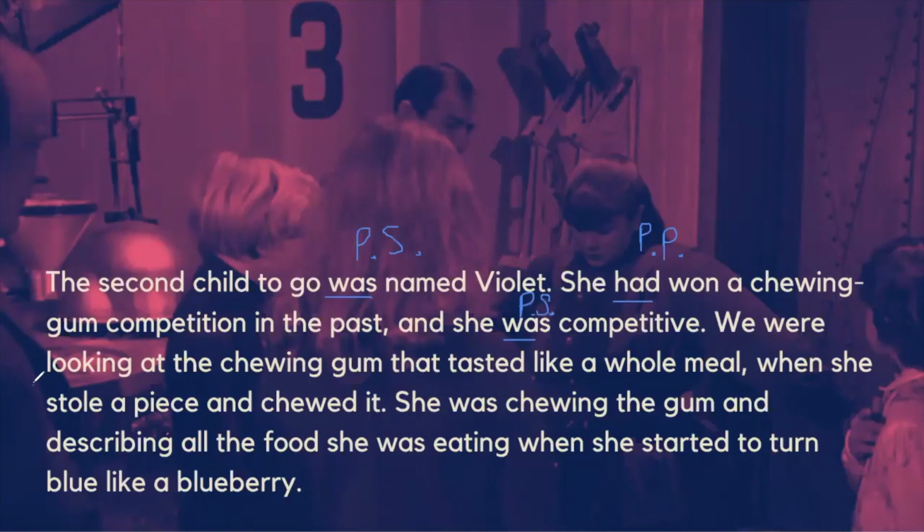We were looking at the chewing gum that tasted like a whole meal. This is what they were doing in the moment at this time. She is going to interrupt this with something. So this is past continuous. When she, so this is a clue, when she stole, so past simple, she interrupts past continuous with past simple. A piece and chewed it. Actions in a row, stole a piece, chewed it. That will continue to be past simple. Now, again, she will be doing something when something interrupts it.